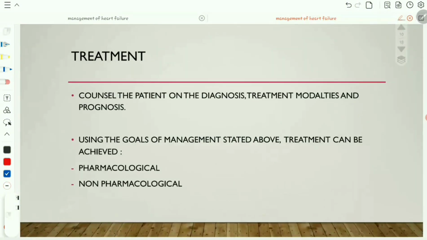Now, having done those investigations, you now tell your examiner that, sir, in my treatment, I will counsel the patient on my diagnosis. Don't be too forward. You should say that I will counsel my patient on my diagnosis, my treatment modalities, and the prognosis. Now, you will see that using the goals of management which are stated above, the treatment can be achieved either through pharmacological means or non-pharmacological means. You are actually whetting the appetite of your examiner. He actually wants to hear what you have to say.